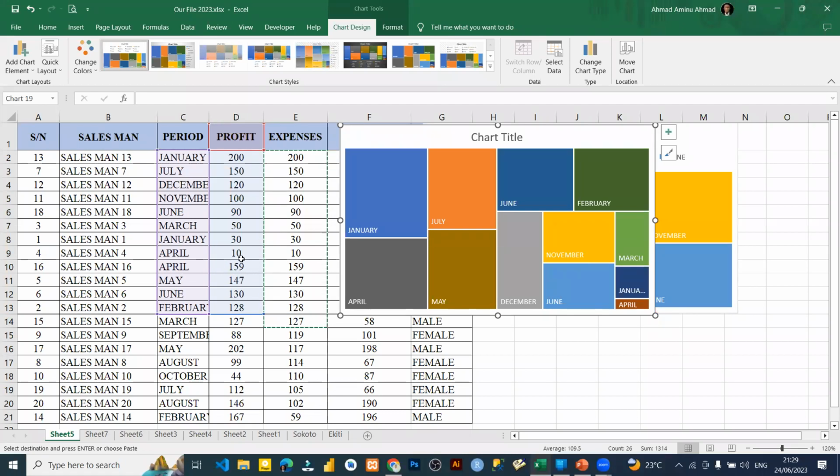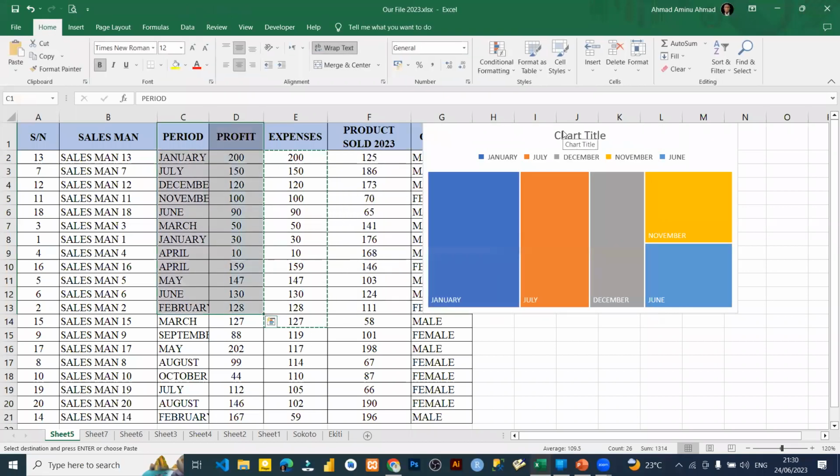So we have two Aprils. The one is 10 and the one is 159. That's why we have one here and one here. You see, we have two Aprils in our data. So this is what you can do with this tree map. A lot of people are using it, and I also recommend that sometimes you can use it in your analysis to show some things. You can go ahead and use it if you want.